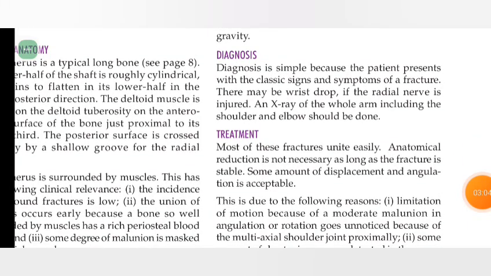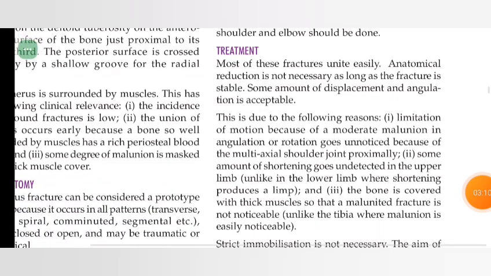Diagnosis. X-ray can be done. There may be wrist drop if the radial nerve is injured. Treatment. Most of these fractures unite easily.